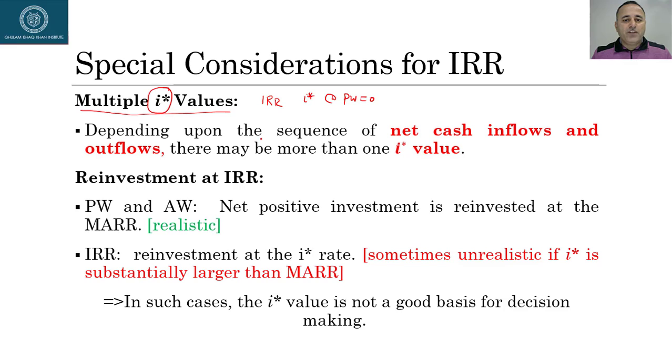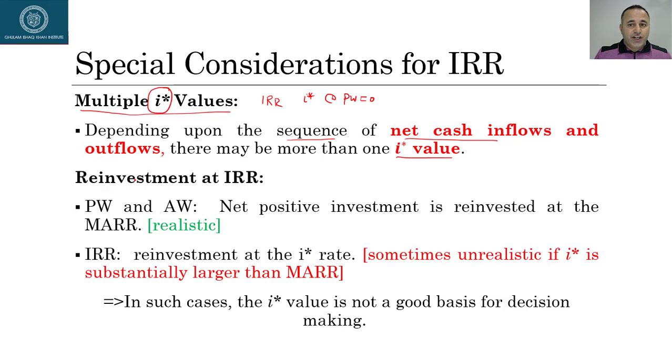So why do we have multiple IRRs at all? Depending upon the sequence of the net cash inflows and outflows, there may be more than one I value. Okay, and how do we know? Like for example, if I look at a cash flow series, can I tell right away how many IRRs it has? We can certainly do that. There are some techniques for it. Okay, so we will learn about that.